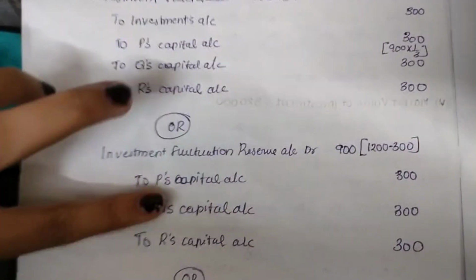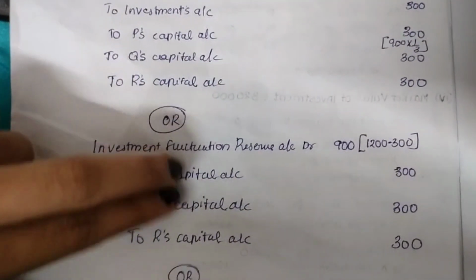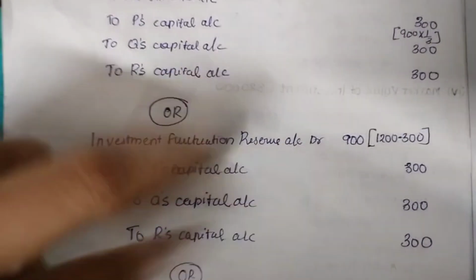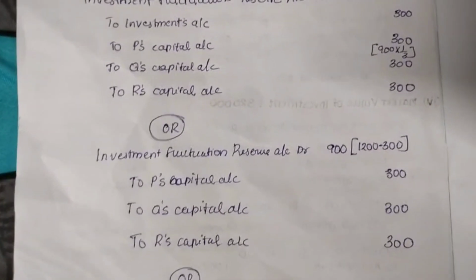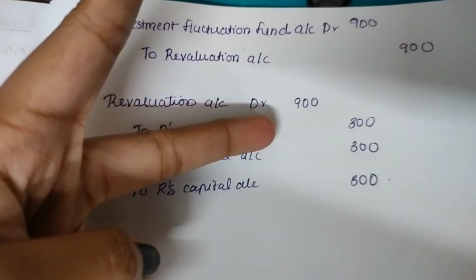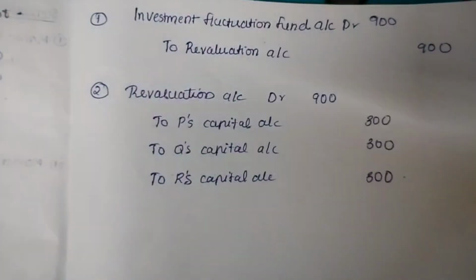Now we can make this entry into 2. We can just split this entry into 2. How can we split? That is how illustration number 18 has done it in our study mat. See, the same entry I have split into 2.